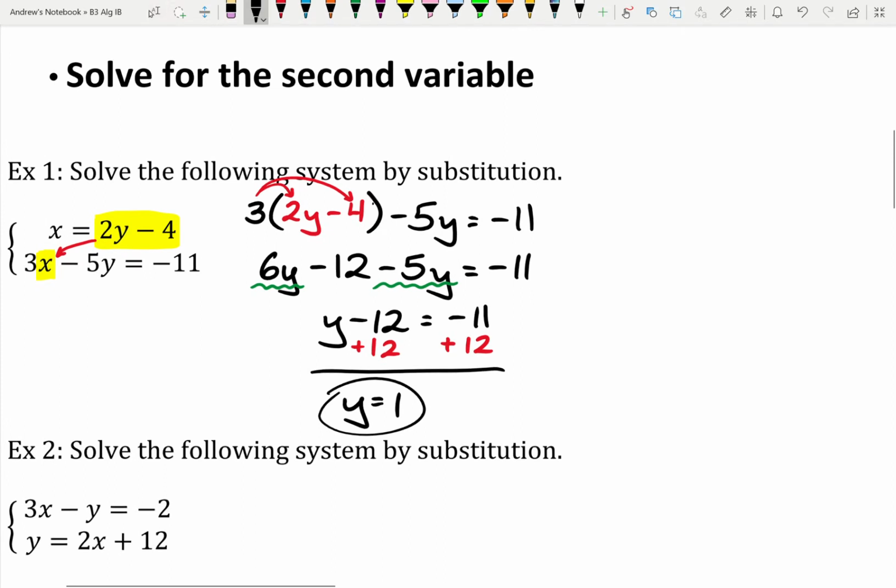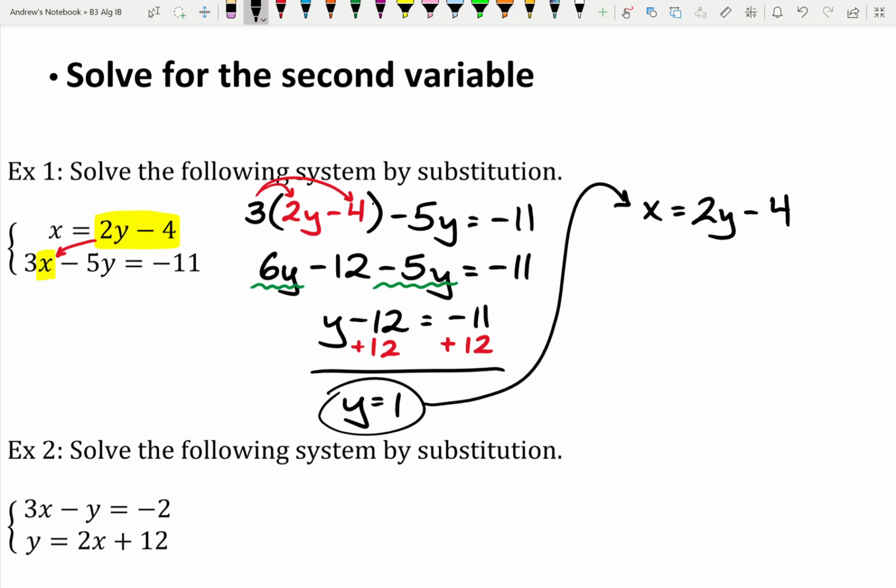But wait, there's more. We still need to plug this 1 back in to solve for x. When we're plugging these back in to solve for the second variable, there is usually an easier option of the two original equations. I'm going to choose the one up top because x is already by itself. x is equal to 2y minus 4.